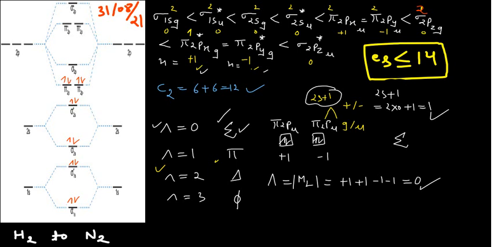Okay, when S is 1, so simply you can write it as 1 here. Now you have to decide the parity. For parity, I already told you, this is the ungerade one, this is also the ungerade one.